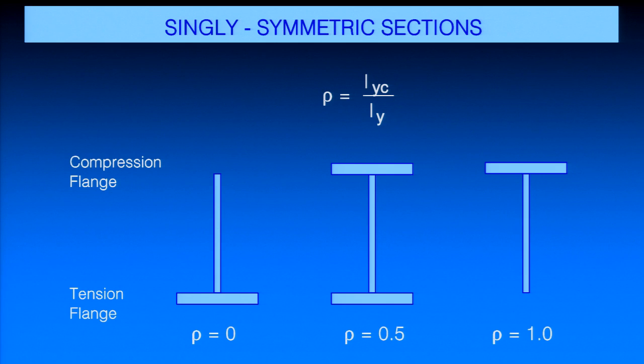Just to have a little bit of a feel for what rho would represent, if I have a doubly symmetric section with equal flanges, IY of the compression flange is essentially equal to IY over 2. We get a rho value of 0.5. If instead I have, say, a T section with flange in tension, that means IYC is equal to 0, my rho value would be equal to 0. Versus a T with the flange in compression, IYC would essentially be equal to IY of the section, we get a rho of 1. So rho values bigger than 0.5 mean you have maybe an I-shaped section with your compression flange being the bigger of the two flanges. If I have a smaller compression flange than the tension flange, I get a rho less than 0.5.